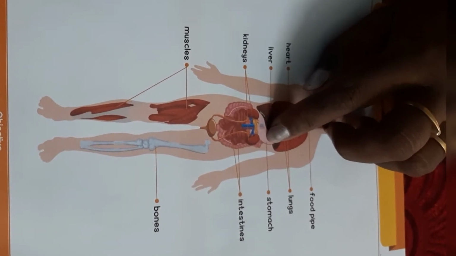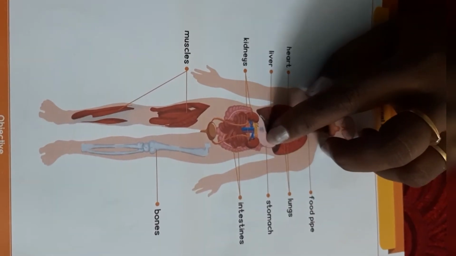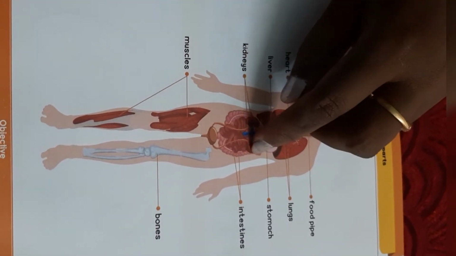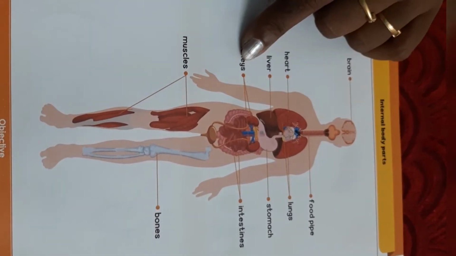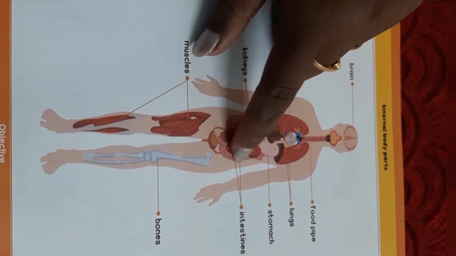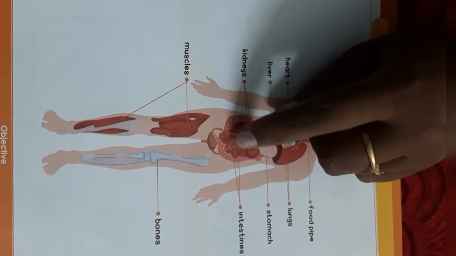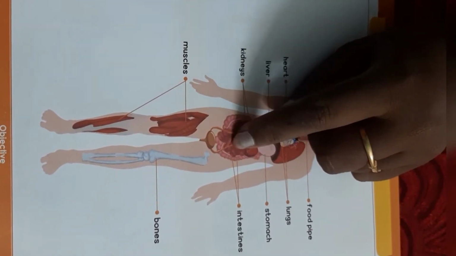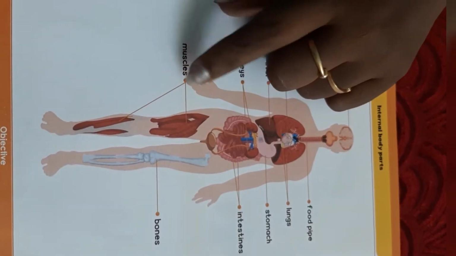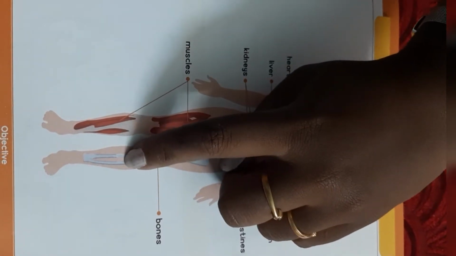This one is stomach. See where it is? Here. Then these two are kidneys. Then this is large intestine. The outer portion is large intestine. The inside is called small intestine. Then these are all muscles. Then these are all bones. Okay.